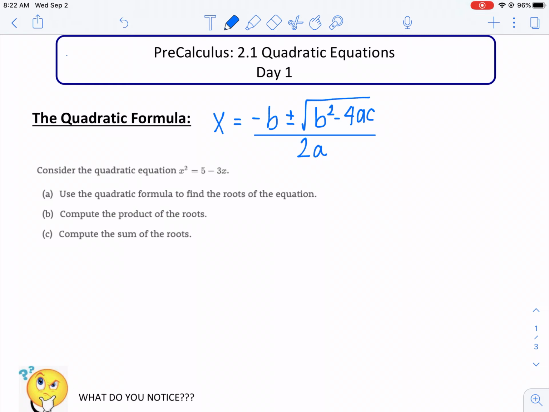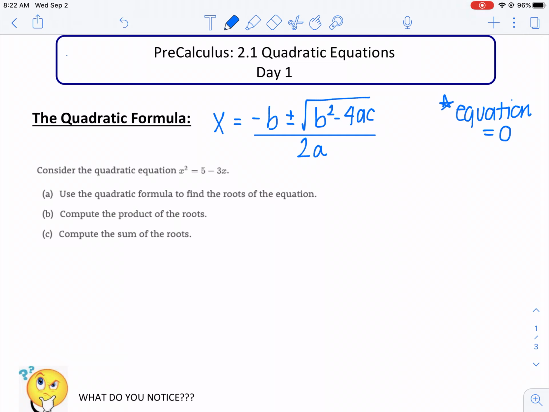Now please be careful whenever you're using this formula. You have to make sure that the equation equals 0. Once it equals 0, then you can find your corresponding a, b, and c value. So let's consider this first example. Consider the quadratic equation x squared equals 5 minus 3x.